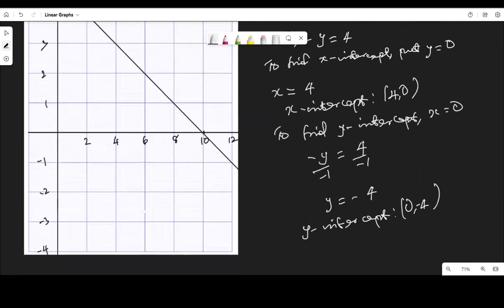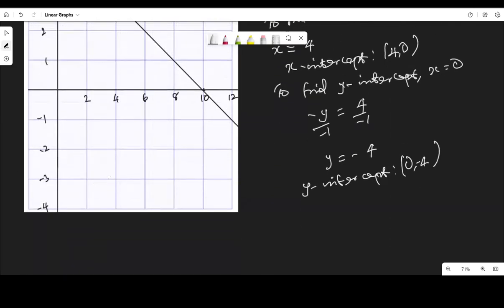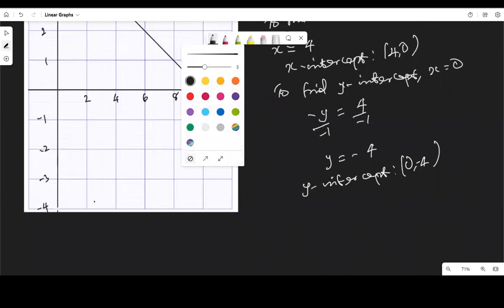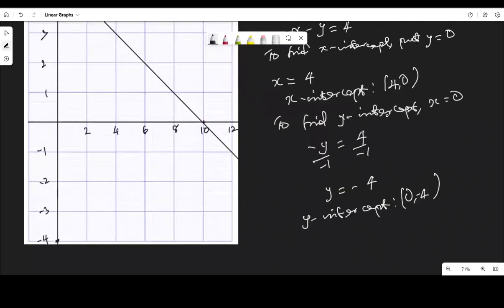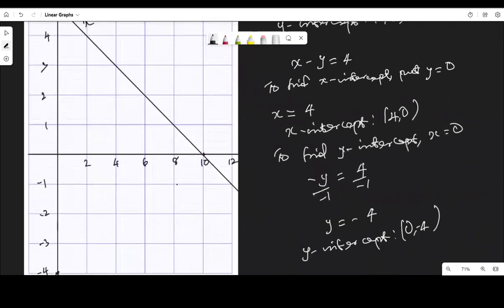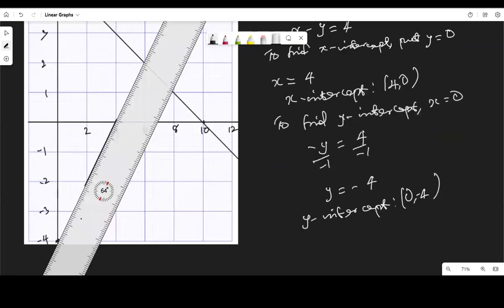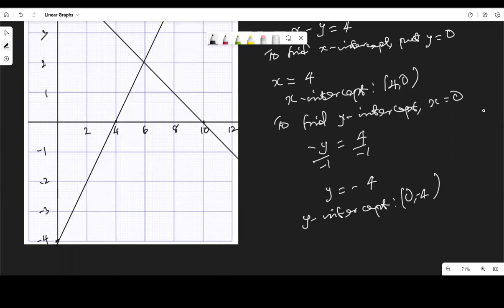So locating those points, 0 and -4 for y-intercept, this is -4 right here. We change the color of this. Then let's locate x-intercept. X-intercept is 4 and 0. This is 4 right here. So with these 2 points, you can plot this graph. This is the second graph, which is x minus y equal to 4.